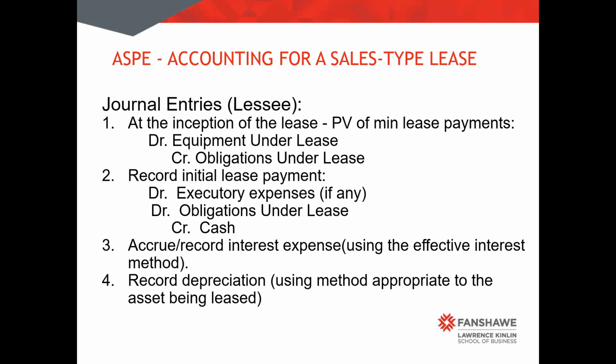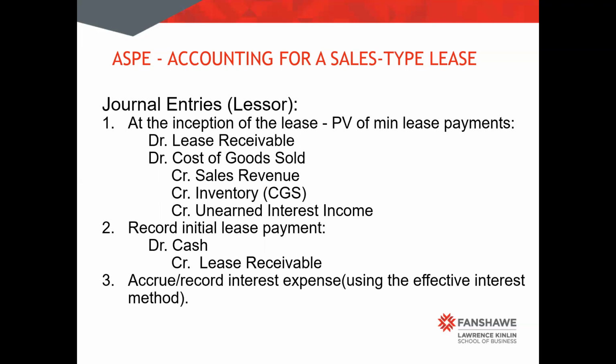So you have both an asset and a liability. Then any lease payments, you have your initial lease payments, you might have executory expenses that you need to expense, and then you would reduce your obligation under lease over time, and then you'll credit cash. You would then also accrue and record any interest expense using the effective interest rate method, and then you would record any depreciation over time.